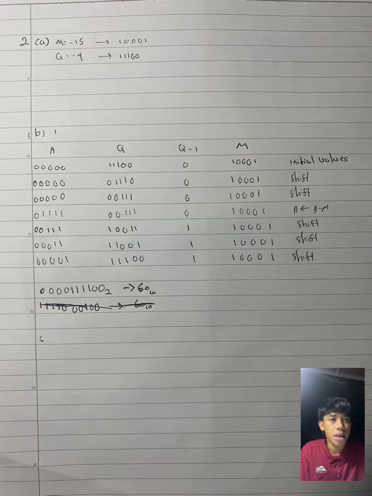And then cycle 5, Q0 is 1 and Q minus 1 is 1 again. So 1, 1, so no operation. So we shift it right and A becomes 0, 0, 0, 0, 1, and Q becomes 1, 1, 1, 0, 0, and Q minus 1 stays 1.